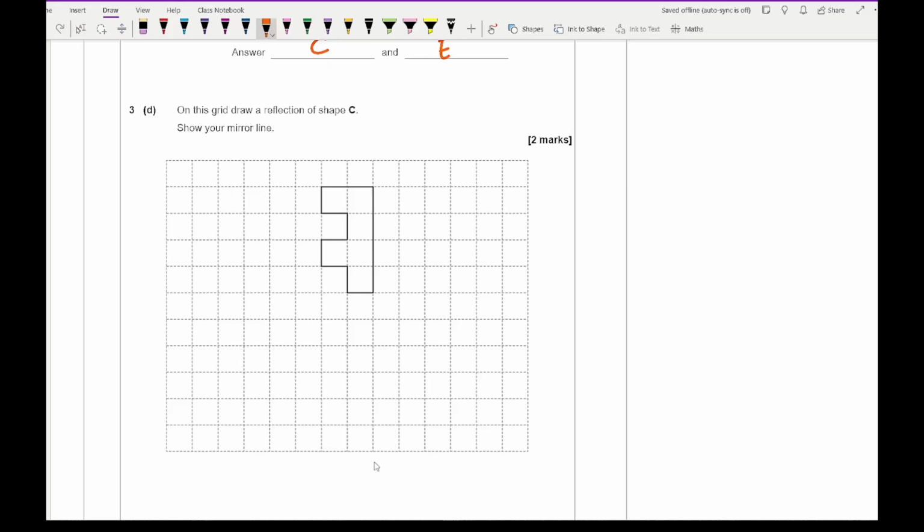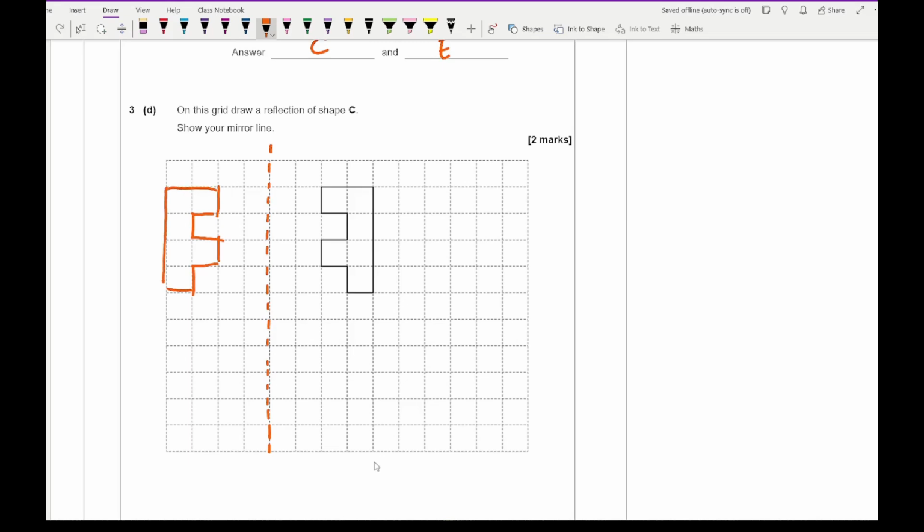Now it really does depend where you draw your mirror line. There's loads of different options, and again your answer could be completely different to mine as long as it is a reflection and you draw your mirror line. So I'm going to draw my mirror line here. And again, make sure you are using a ruler. As you can see, it's 2 away. So my F is going to look something like this. Now I'm not using a ruler, but you need to make sure that you are.